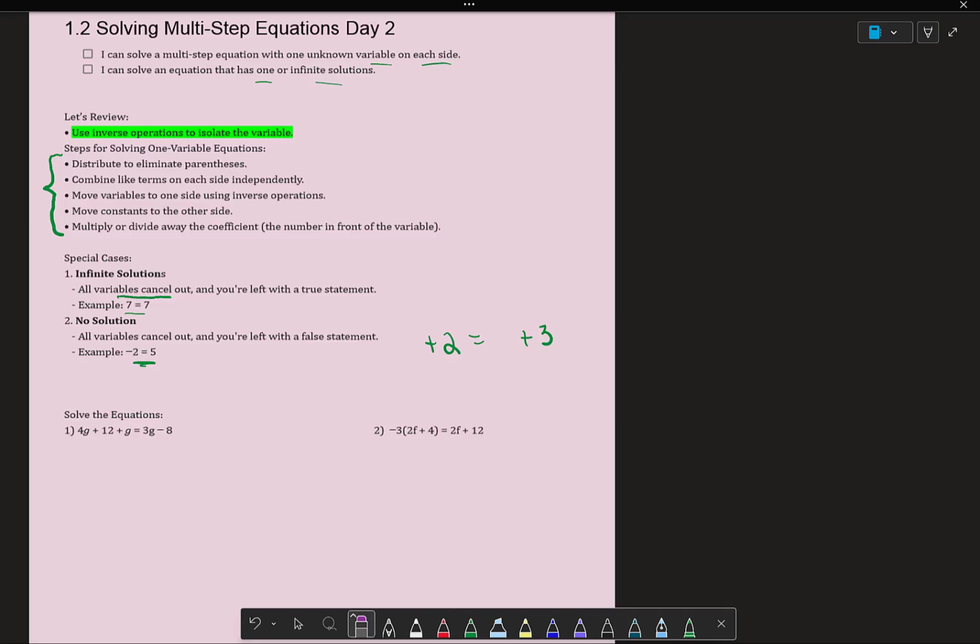Most of the time, it's not going to be obvious if it's infinite or no solution until the very end of the problem. So for instance, in these examples we're about to work out, that could happen in either one of those examples, but you can't really tell at first glance. You've got to actually solve and see if everything cancels out and you end up with a true statement or a false statement.